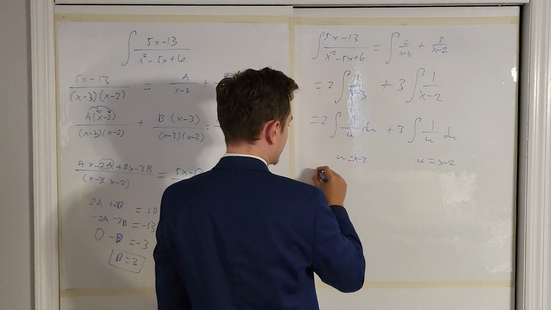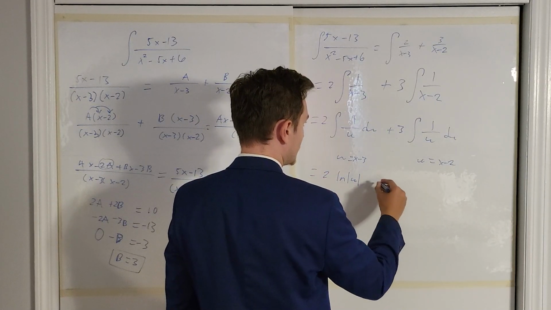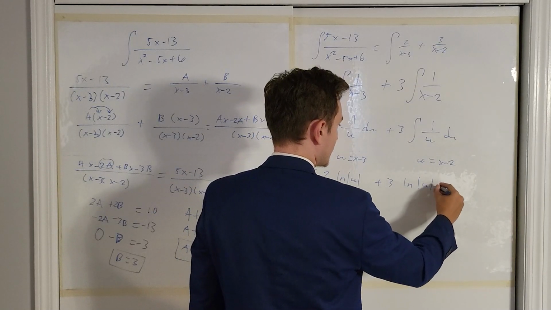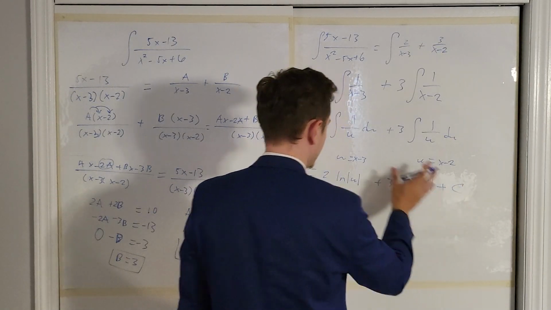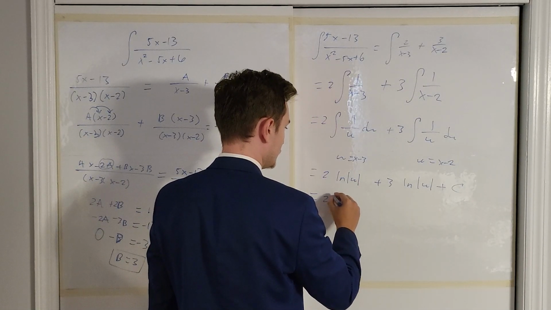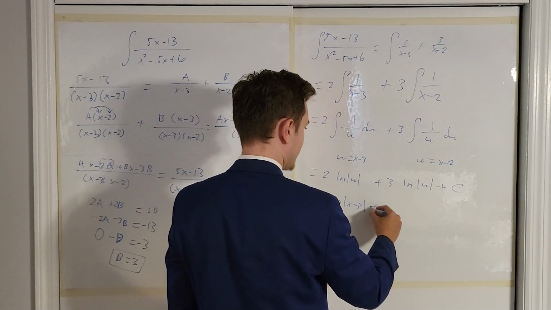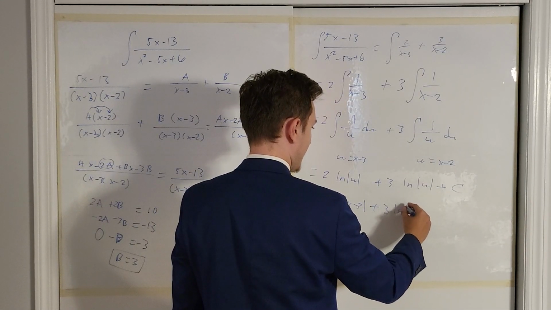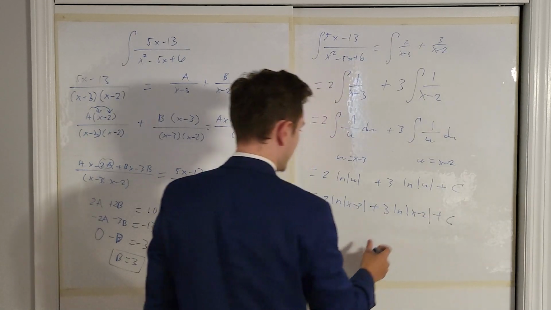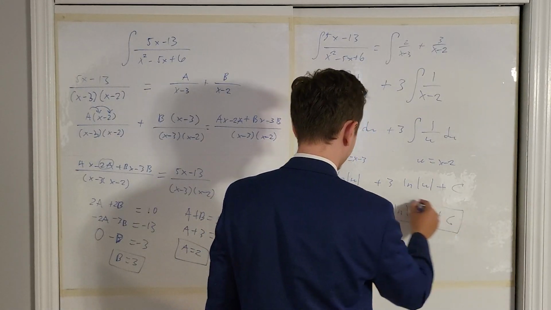And now I'm going to say that this equals 2 times the natural log of the absolute value of u plus 3 times the natural log of the absolute value of u plus some arbitrary constant c. We're going to substitute our u's back out for our x's, equals 2 ln absolute value x minus 3 plus 3 ln absolute value x minus 2 plus c. And this is now our final answer.